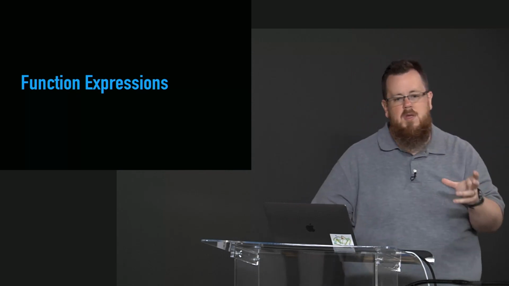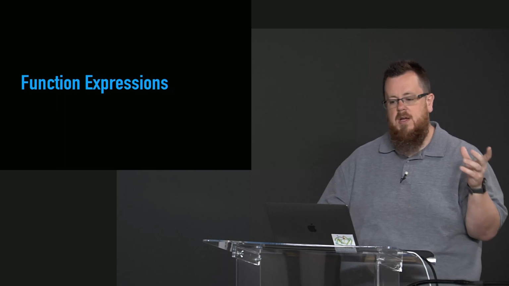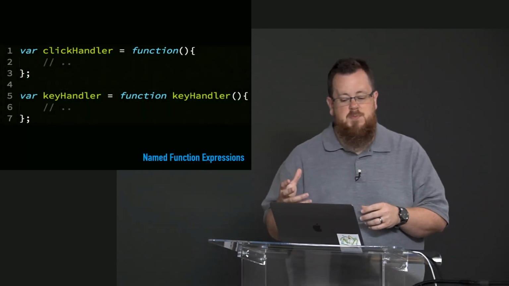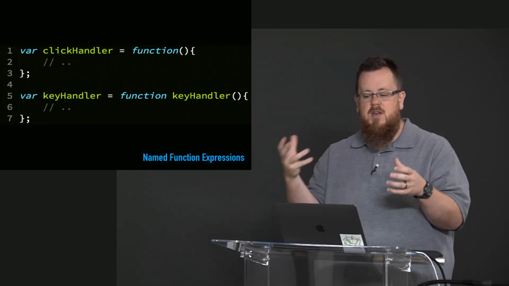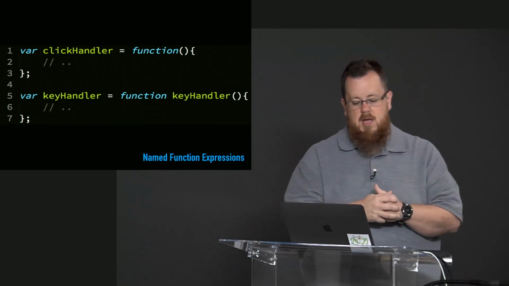So any function that is being declared and assigned to a variable or a property or it's passed, it's going to have this label of a function expression. So let's look at some examples of those. Here's a function expression that's getting assigned to a variable on line 1. It doesn't have a name in the function expression, but it gets assigned to a variable called clickHandler.